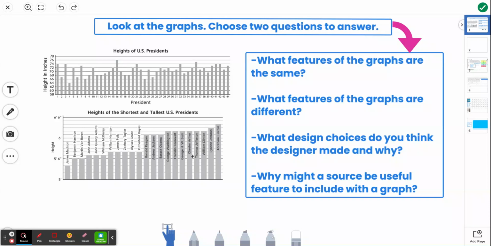Why might a source be a useful feature to include with a graph? So a source could be useful in order to know the reliability of the information. If I just walked up to some random person on the street and said, "How tall do you think Abraham Lincoln was?" That's going to be very different than if I have an official record of his height at his time of death or at the time that he was the president.